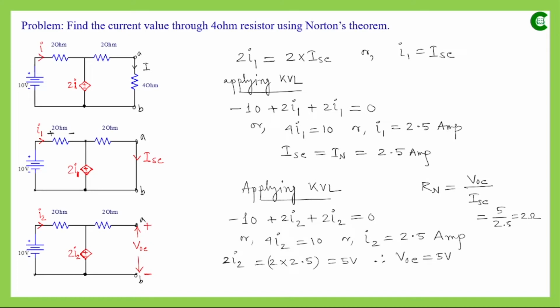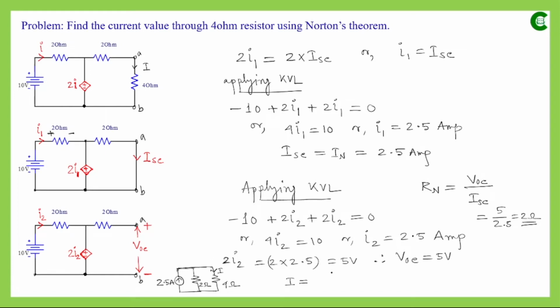be 2 ohm. Now in the final circuit we will have a current source IN, then a resistor in parallel with that current source, and if we reconnect the load resistor RL, then this will be the modified or equivalent Norton's circuit, where the value of this current source is 2.5 ampere, the value of this RN is 2 ohm, and the value of this load resistor is 4 ohm, and our objective was to find out the current value through this load resistor, which we took as I.